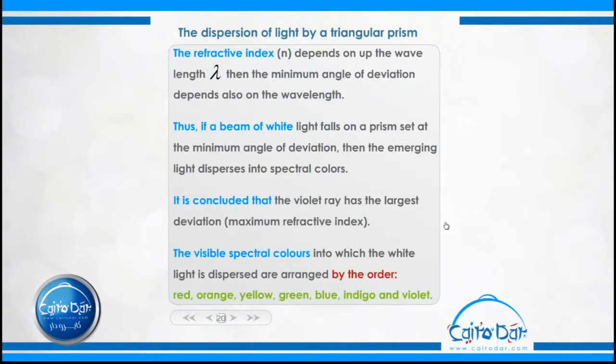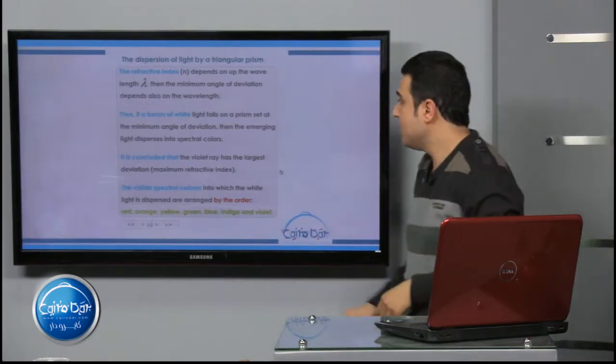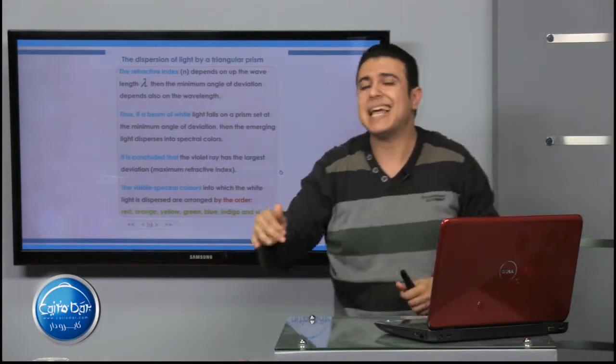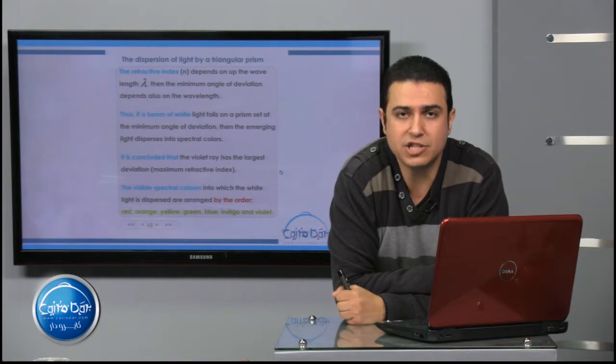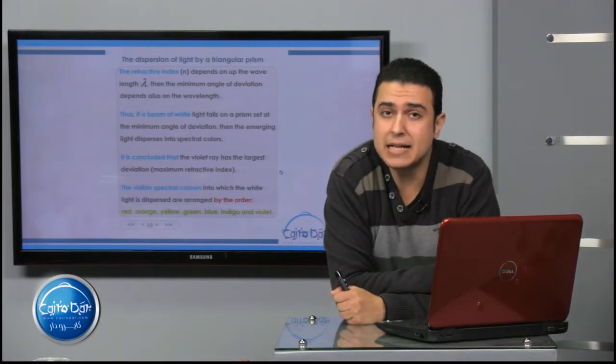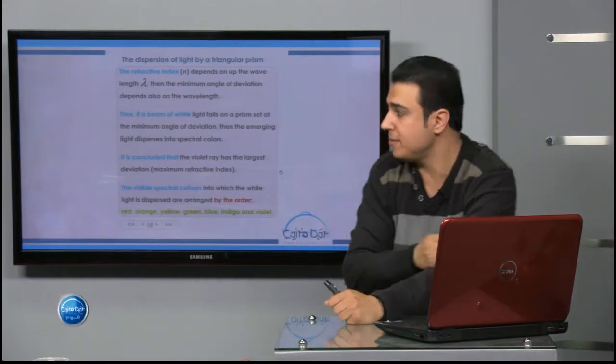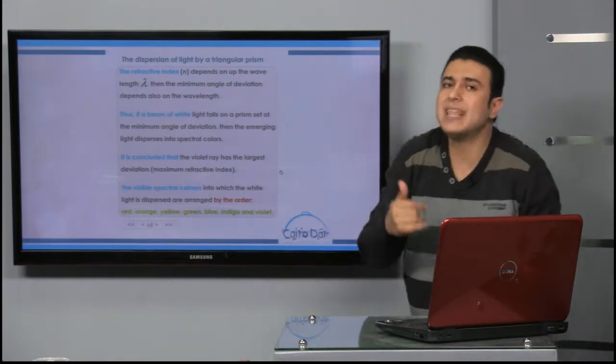Thus, if a beam of white light falls on a prism set at the minimum angle of deviation, the emerging light disperses into 7 spectral colors: red, orange, yellow, green, blue, indigo, and violet. It's concluded that the red light has the least angle of deviation, but the violet light has the maximum angle of deviation. This is related to the wavelength.